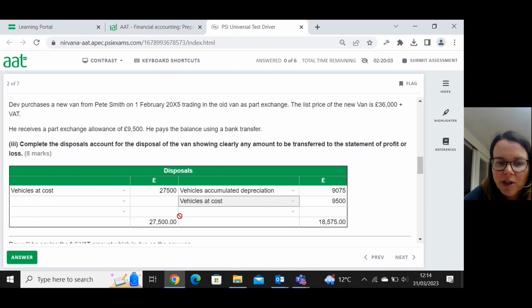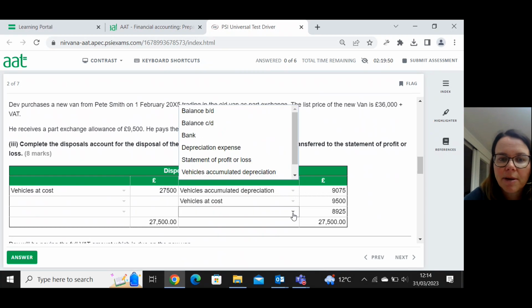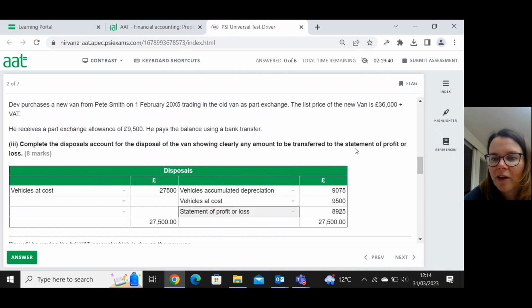So it's conveniently put the totals in for us. So we can work out the difference here, which is 8,925. And that will be my transfer to the statement of profit or loss. Don't be tempted to put balance carried down. This is an account which belongs in the profit and loss account, and it tells us it's a transfer to the statement of profit or loss.